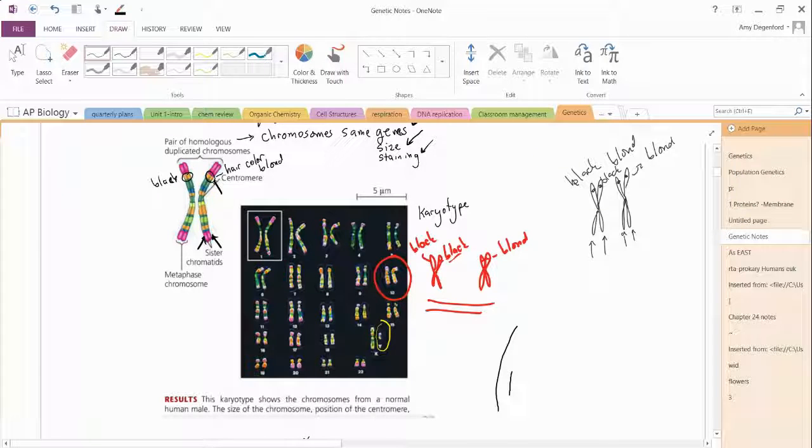Now, they're arranged according to their size. So notice number 1 is the longest one, and they get shorter and shorter as they go on from 19 to 23. And of course, 23 is the odd one out. We've got one long and one short.